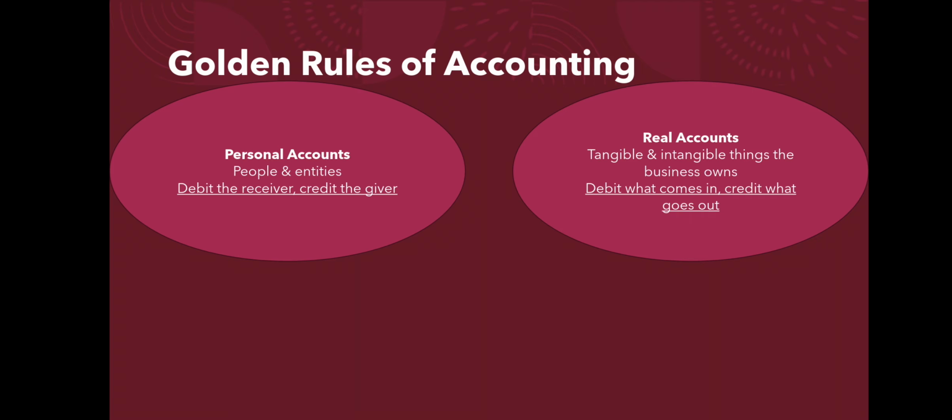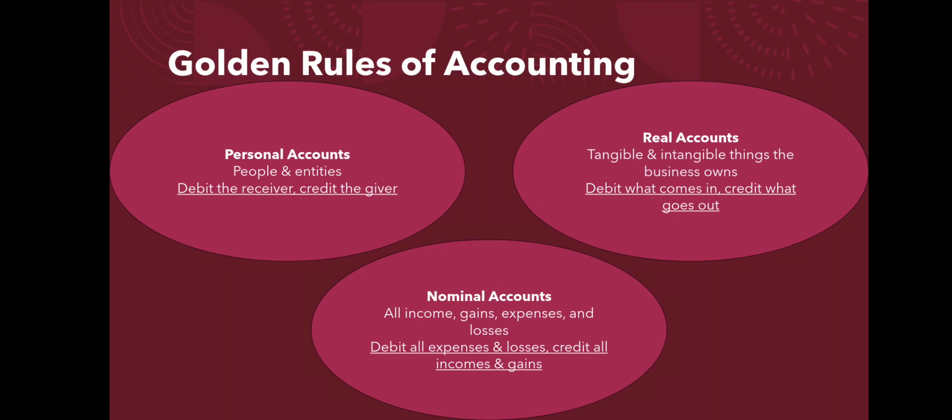Second one is real account. What are the real accounts? They are assets that the business owns. They can be tangible, like furniture and machinery. They can be intangible, that is, you cannot touch those assets, so it can be goodwill. The rule is debit what comes in, credit what goes out. And the last one is nominal account: all the incomes, gains, expenses, losses. Incomes, like when you receive commission; expenses, like when you pay your electricity bill or your rent. Debit all expenses and losses, credit all incomes and gains.